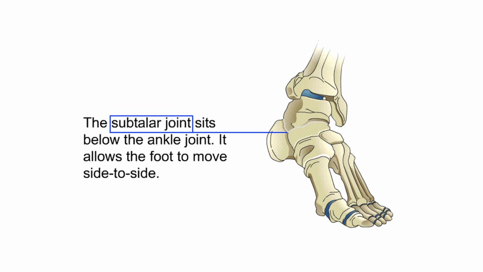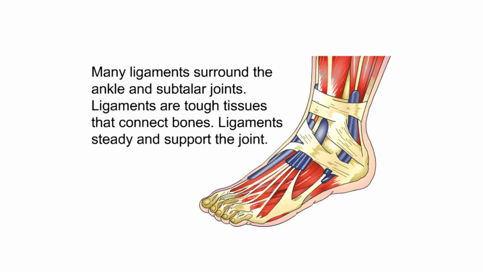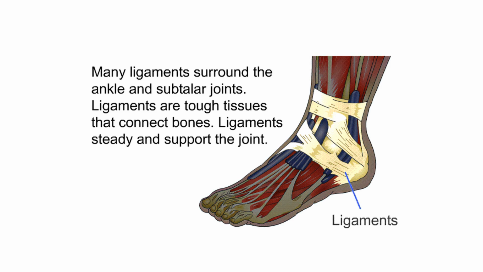The subtalar joint sits below the ankle joint. It allows the foot to move side to side. Many ligaments surround the ankle and subtalar joints. Ligaments are tough tissues that connect bones. Ligaments steady and support the joint.